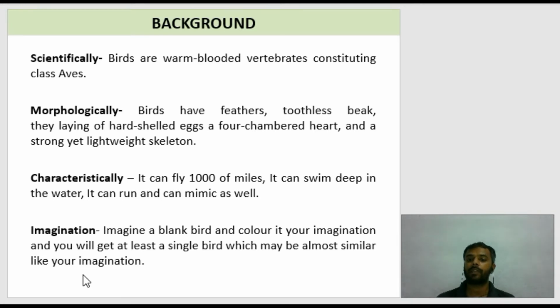Characteristically, it can fly thousands of miles. It can swim deep in the water like penguins. It can run like an ostrich. It can mimic as well, like parrots. And they are the most attractive and beautiful in your imagination. I'll just give you a task. Just imagine a blank bird and color it as much as you can. Think about it in your imagination and just Google it. You will get at least a single bird which may be almost similar to your imagination. Just do it at least once.